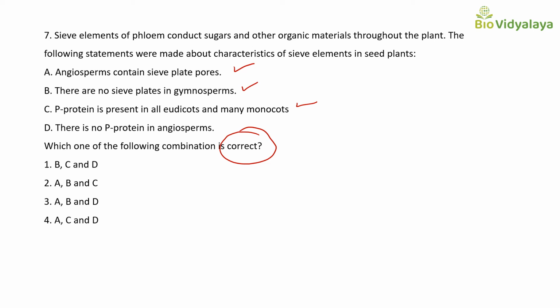Last statement D: there is no P protein in angiosperms. This is not correct because P protein is present in angiosperms. So this statement is incorrect. So which combination is correct? A, B and C. Let's see the options. Option 2, A, B and C. So option 2 is the correct answer.